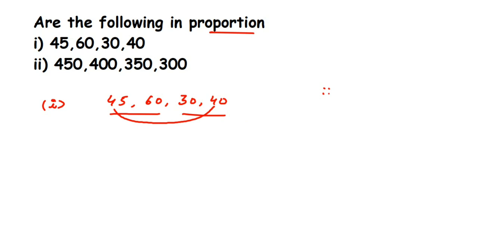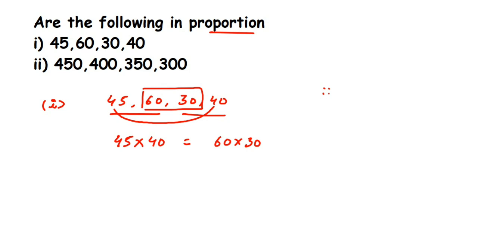So we're going to multiply the extremes, so 45 multiplied by 40, and we're going to multiply the means. Means are the numbers which are at the center. We have 60 and 30, right? We're going to multiply these two. If the product of extremes is equal to the product of means, if they are equal, we're going to say that these given numbers are in proportion, the ratios are in proportion, otherwise not.